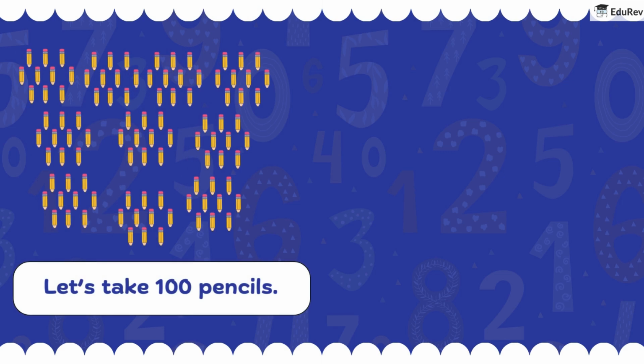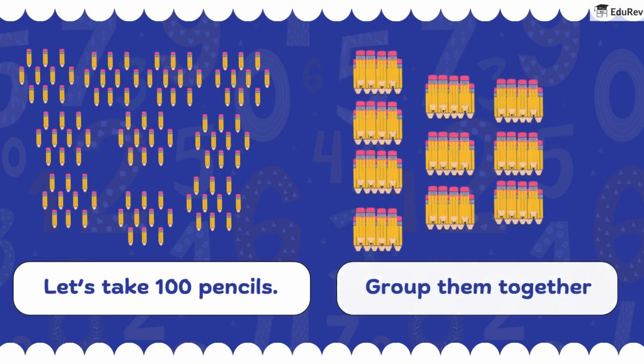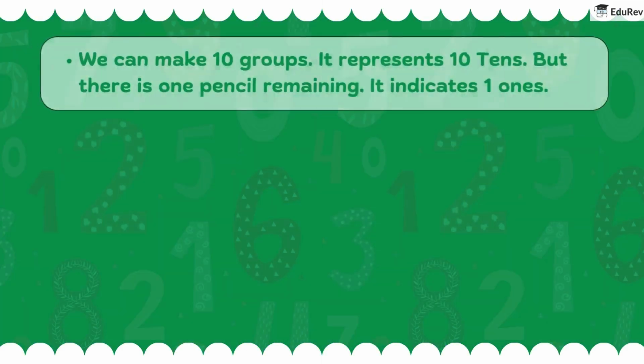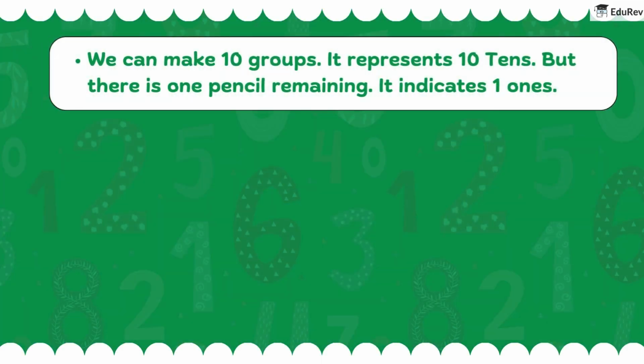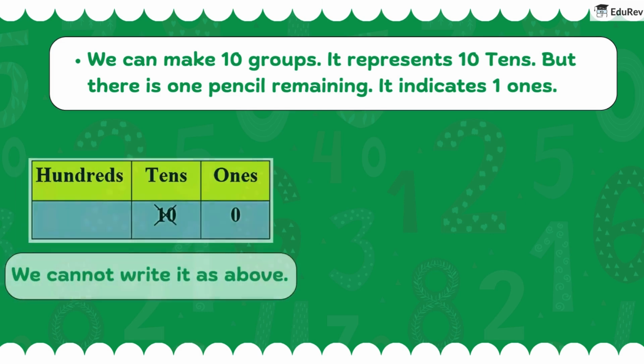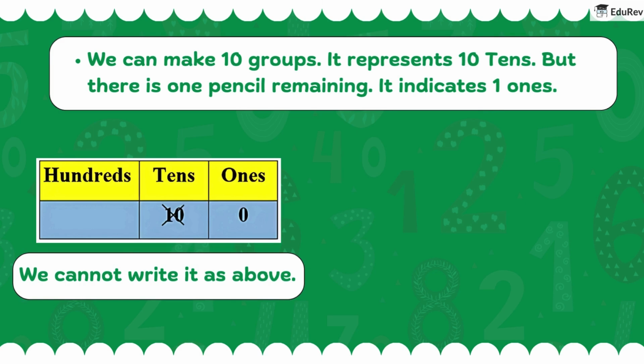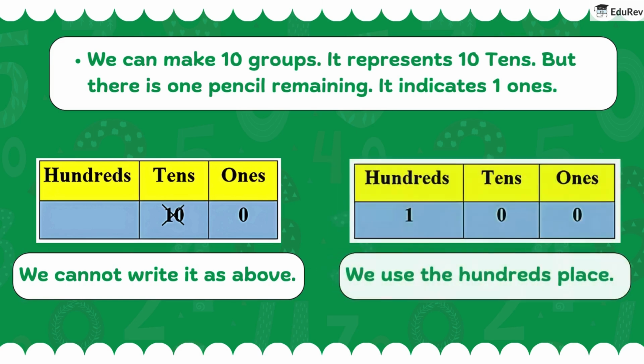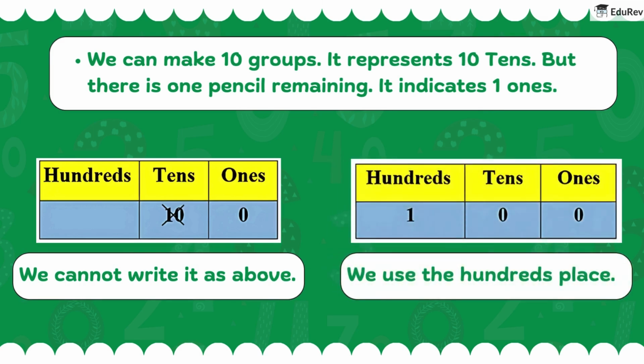What if you have 100 pencils? You can make 10 groups of 10. That's 10 tens. But just like before, if there's one pencil left, you need to count it in the ones place. But we write it in a different way than before. We place 1 in the hundreds place, 0 in the tens place, and another 0 in the ones place.